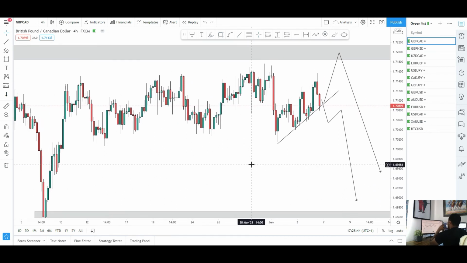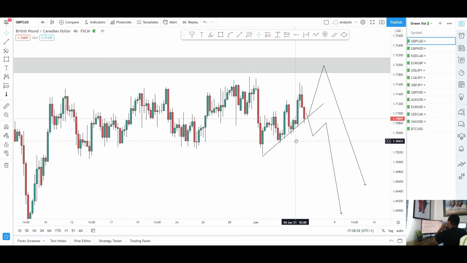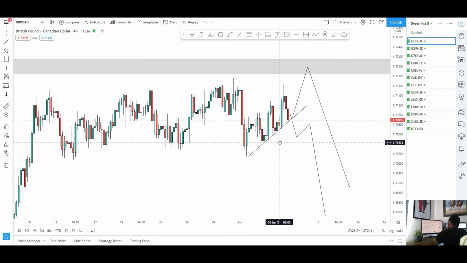So overall bias for GBP CAD is to the downside. I was favouring a move to the downside for this week. However, all we got this week was basically just retracement. So yeah, looking for a move to the downside again this week. If we do see that retracement continue, we'll look to go short from around 1.72.